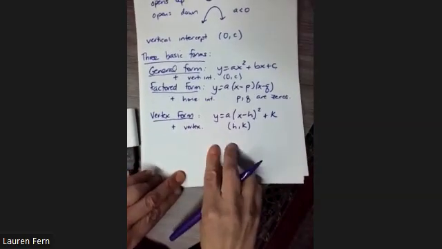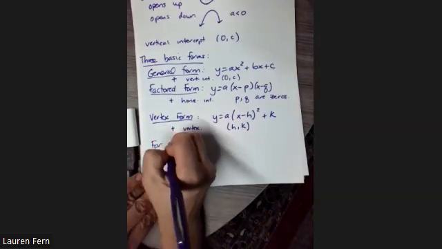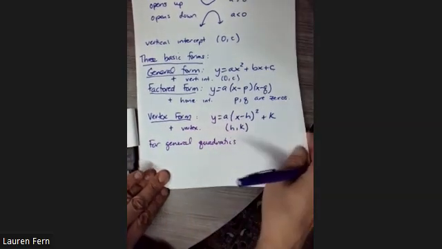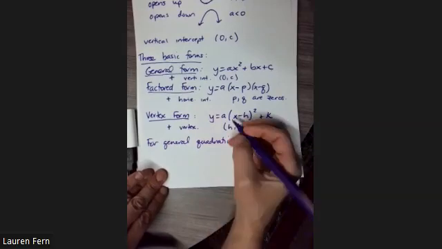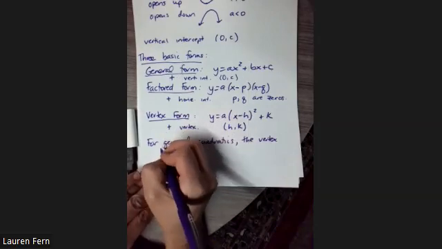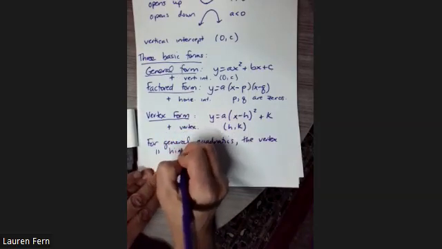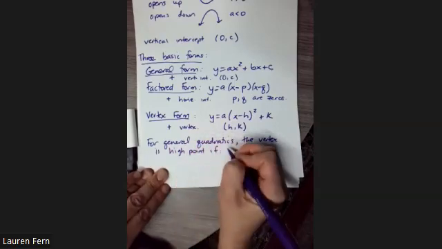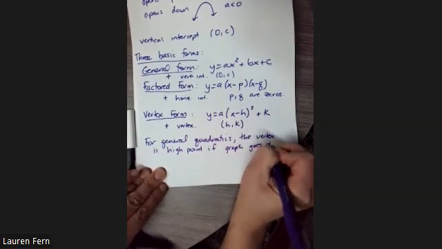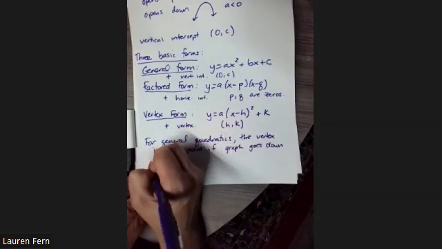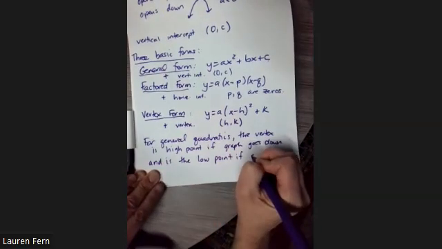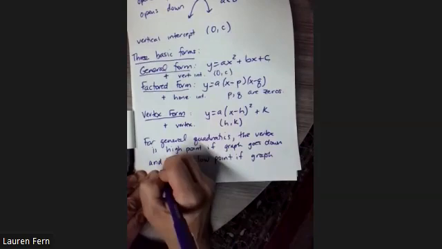Now, expounding upon this, for general quadratics, and this is particularly interesting when we start talking about word problems, the vertex is either the high point if the graph goes down, and is the low point if your graph opens up.